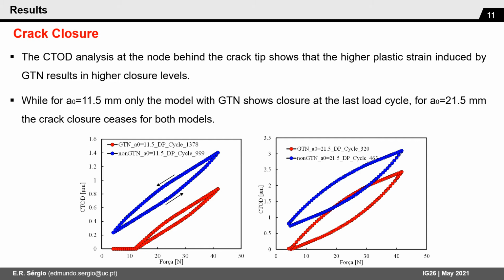The results show that for the model without GTN, the crack is always open on the last cycle before propagation. There is no crack closure. On the other hand, the model with GTN shows significant crack closure for 11.5 mm. On the other initial crack length, the crack closure is small, as the crack is almost always open. Thus, it is to be expected that the higher level of plastic strain induced by the GTN model results in higher plastic wake and consequently higher levels of crack closure.